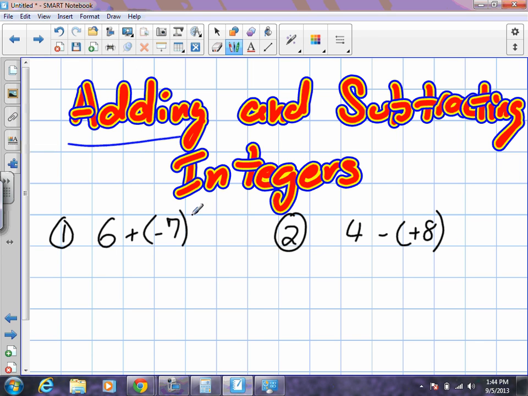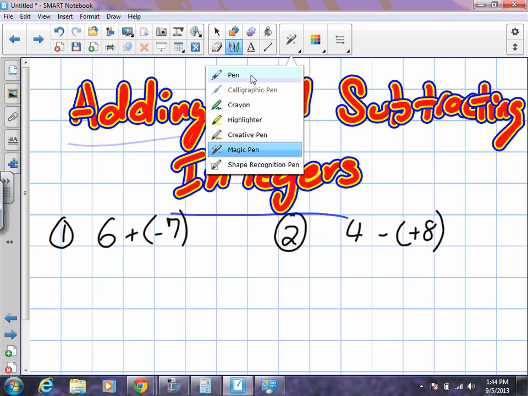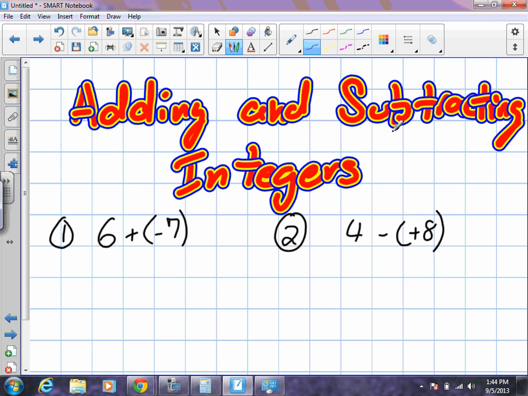Okay, we're going to be looking at adding and subtracting integers. The reason I showed you guys multiplying and dividing integers yesterday beforehand is because I want you guys to know the rules for multiplying and dividing, because it will help us simplify questions so that they're easier to work with.